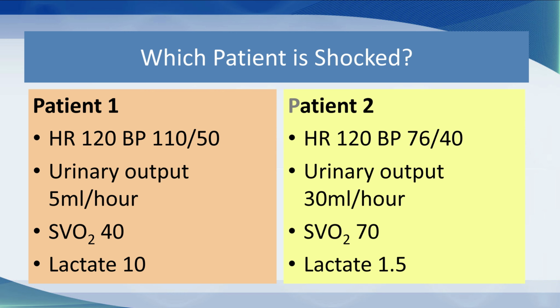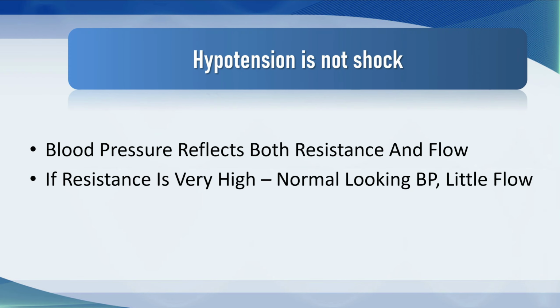Well, patient 2 is clearly hypotensive by most people's definitions, but the patient is showing evidence of end organ perfusion. They're making urine. They're extracting a moderate amount of oxygen from their blood, and there is no evidence of anoxic injury or, for example, excessive stress. But patient 1, who looks like they have a normal blood pressure, has poor perfusion to their kidneys, is extracting a lot of oxygen from hemoglobin, and the lactate is very high. So patient 1 is shocked, patient 2 is not.